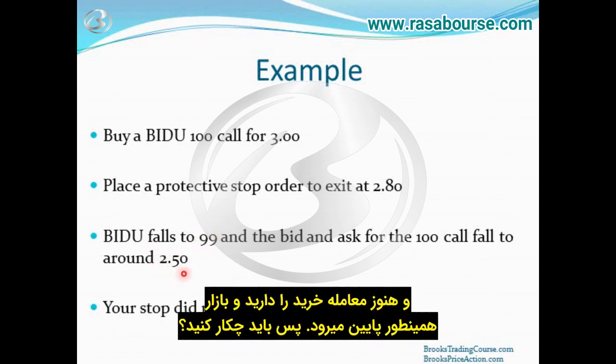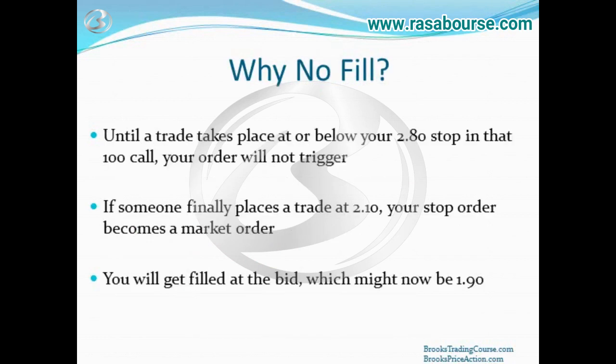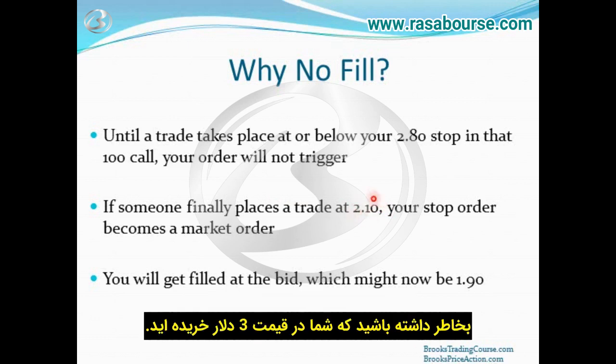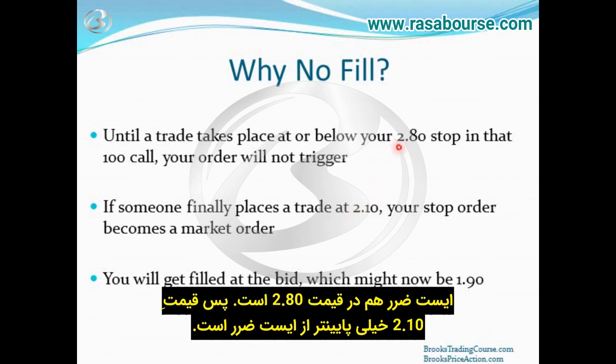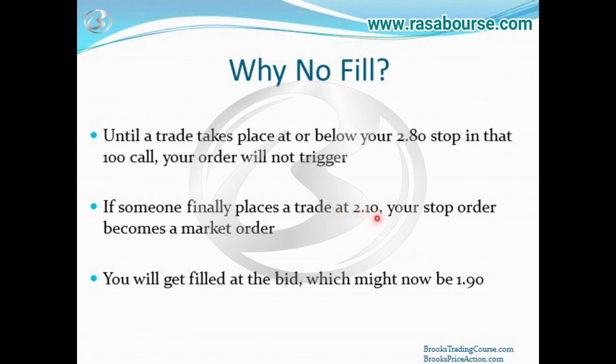So right now you're looking and you're saying, Baidu's at 99, my call is at 2.50, and I'm still long and the market's falling. What am I going to do? If someone finally places a trade in that call at 2.10, if someone buys the call, sells the call at 2.10, right? Remember, you bought it at 3, and it's way below your 2.80 stop. Okay, so somebody finally buys a call or sells a call, and the trade takes place at 2.10.